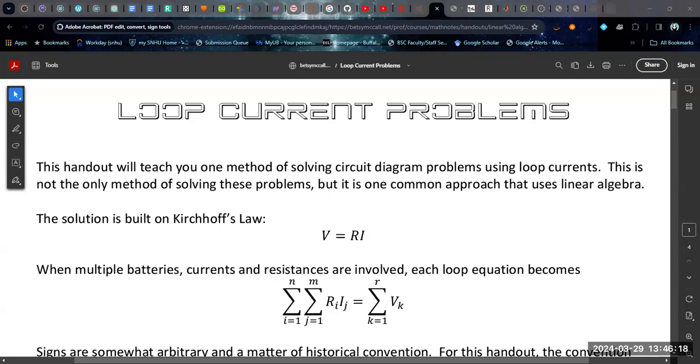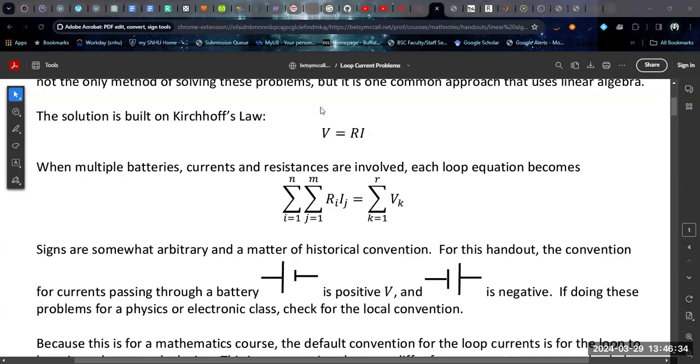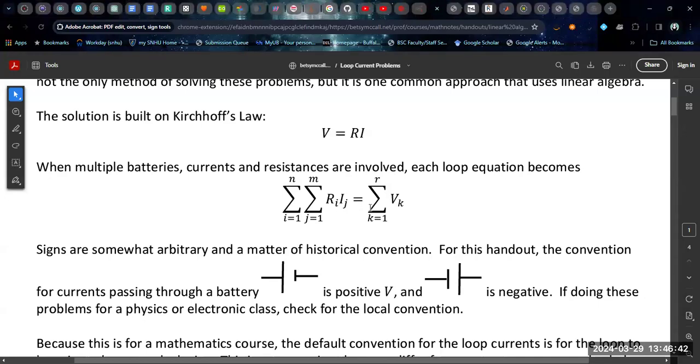But what we are going to do is build our solution based on Kirchhoff's law, which is that the voltage is equal to the resistance times the current. So V equals R times I. When we have multiple batteries or currents in resistors in our problem, then each loop current equation is going to depend on the sum of all of our resistors and currents equal to the sum of all of our voltages.